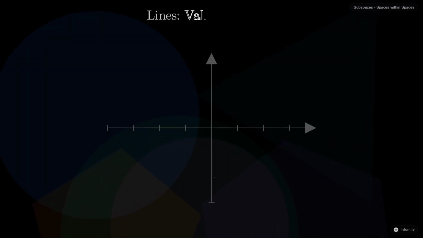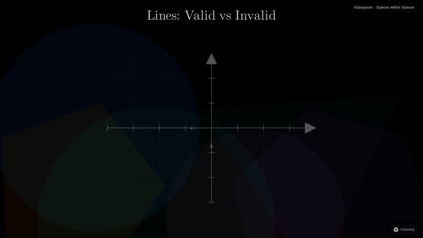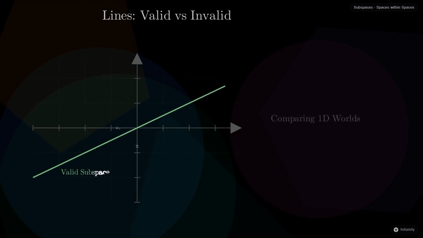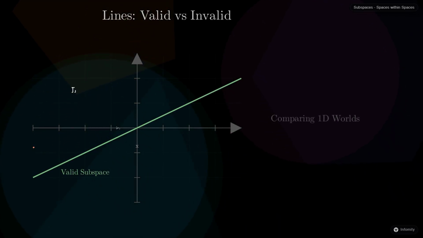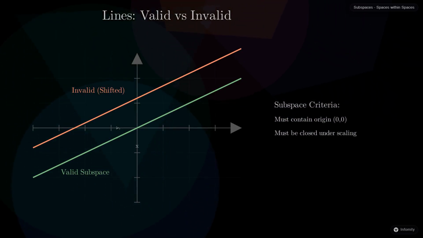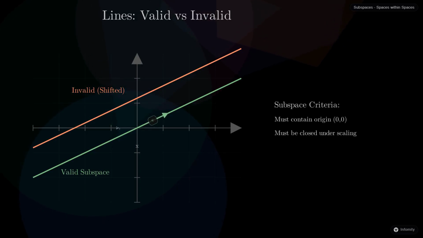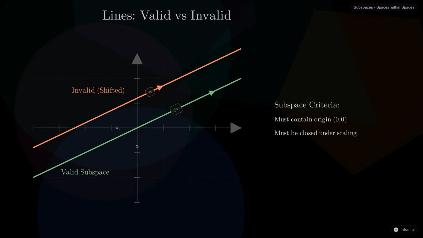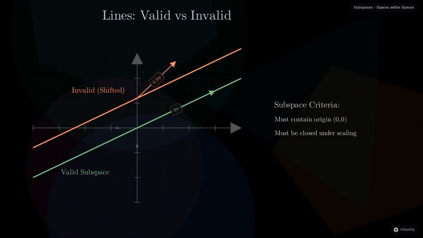Let us scale our thinking down to one dimension and compare two lines. On the left, we have a line passing directly through the origin, which is a perfectly valid subspace. In contrast, on the right, we have a parallel line shifted away from the origin. If we take a vector on the green line and scale or add it, we stay on the line. But if we do the same on the red line, we immediately land outside on empty space.